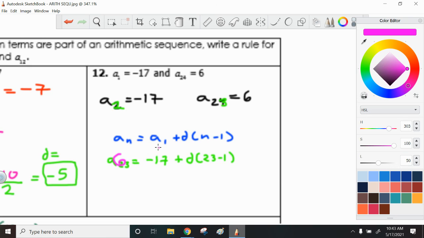And then we also know that A23 is 6. Now, this is way complicating everything, okay? You can still use this dividing method, but some teachers will teach you that this is the way you want to use the formula. Now notice that D is our only variable left, and now we can solve for D. So we would have to add 17 over there. That would be 23 is equal to D times, that would be 22. And then we could divide and solve for D by itself.